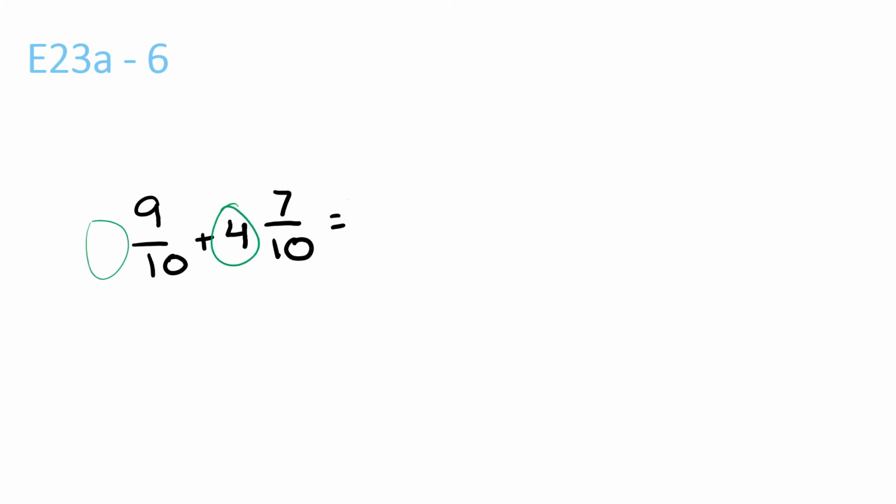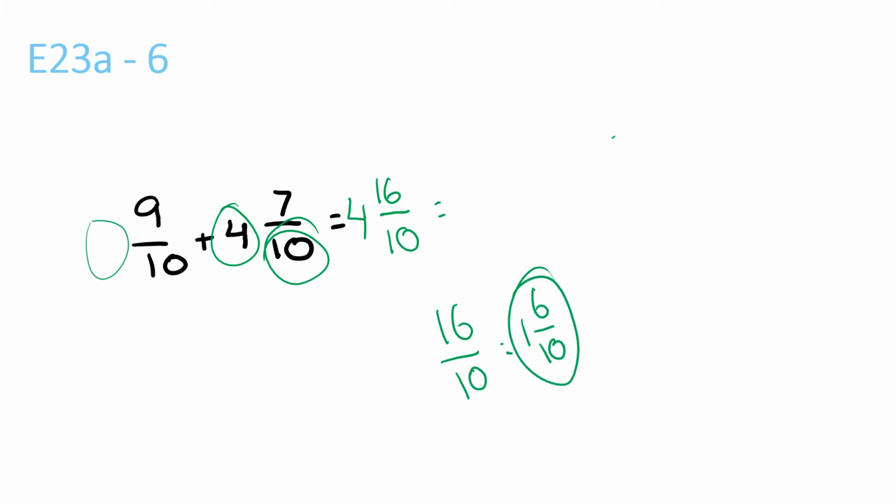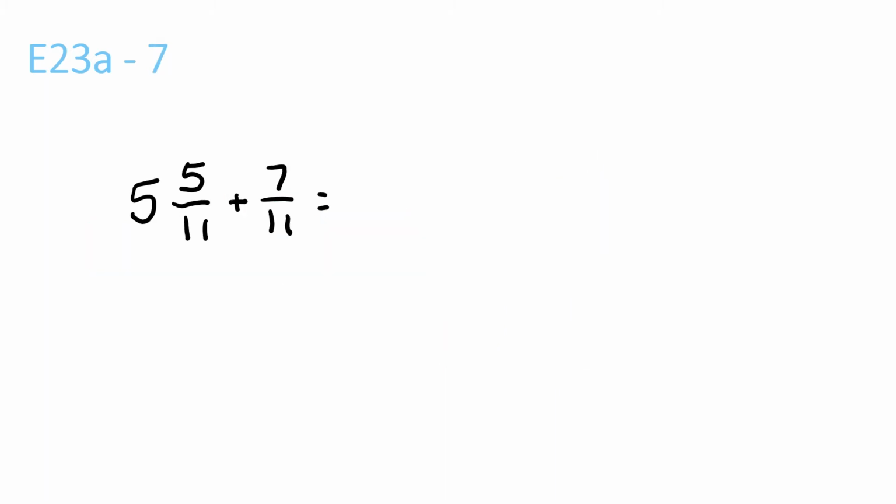4 plus nothing is 4. 9 plus 7 is 16. Over 10 stays the same at the bottom. 16 goes into 10 once, remainder 6 over 10. Get that number, plus it with 4, 5 and 6 over 10. Highest number that goes into 6 and highest number that goes into 10 has to be the same on both sides, is 2. So 5 and 6 divided by 2 is 3 over 10 divided by 2, 5. 5 plus nothing is 5.